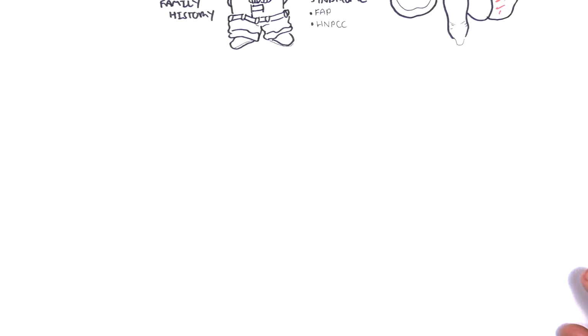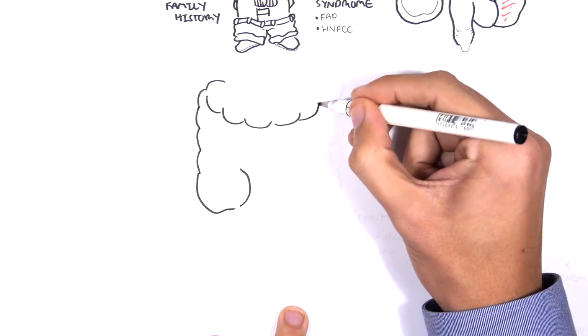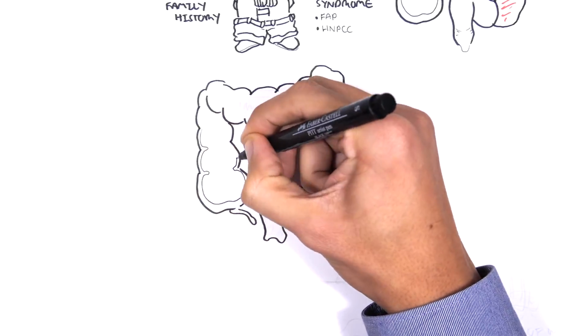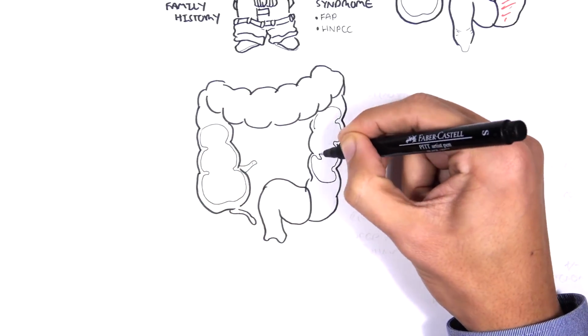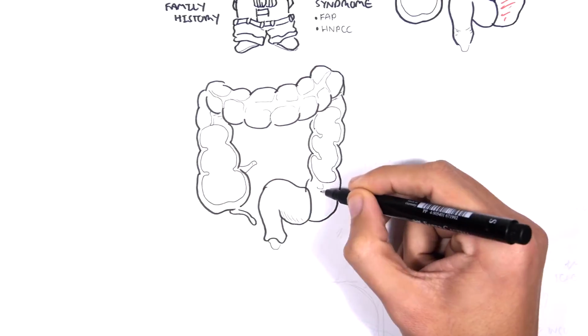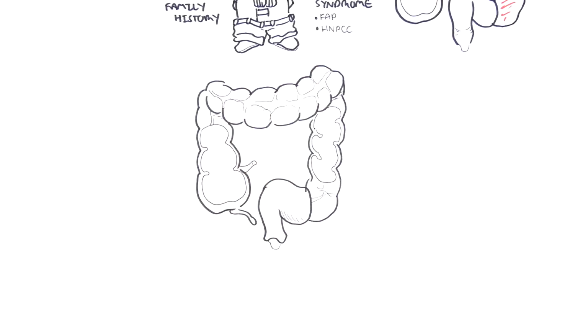The signs and symptoms or clinical presentation differ depending on where the cancer or growth occurs within the bowel. Of course, this is just a summary. People vary in their clinical presentation. So here I'm drawing a colon, ascending, transverse, descending, sigmoid, and the rectum.